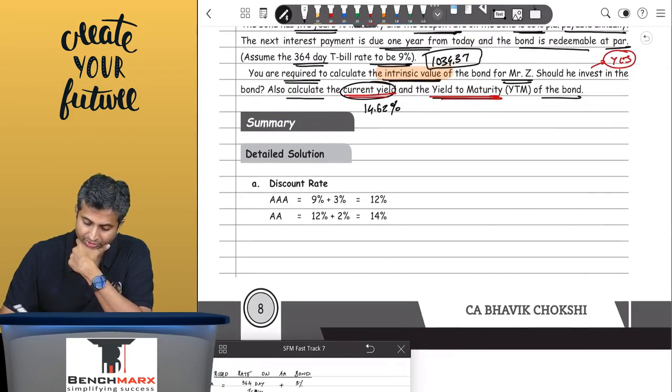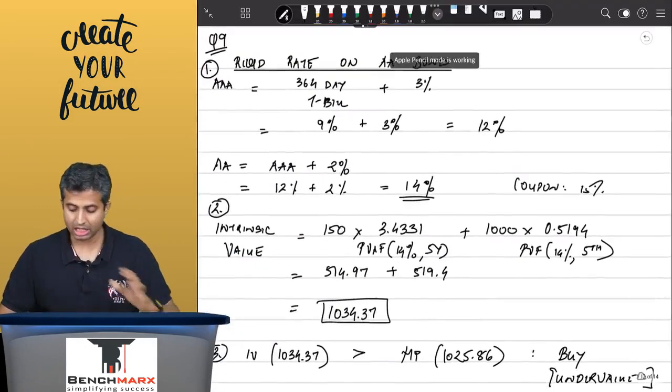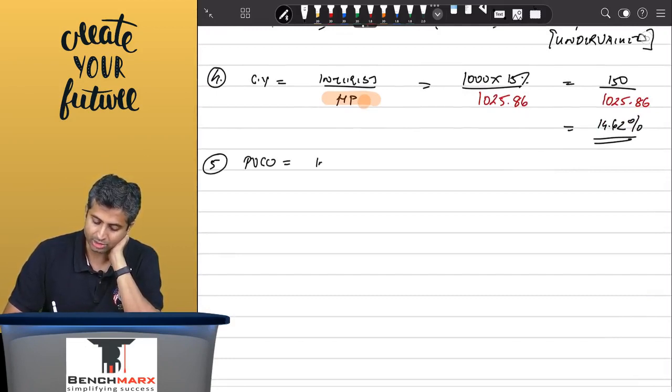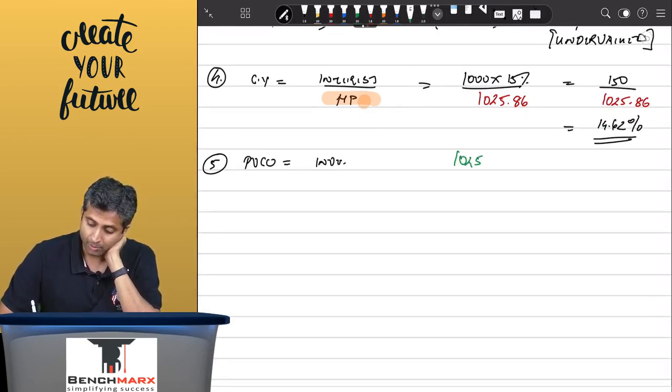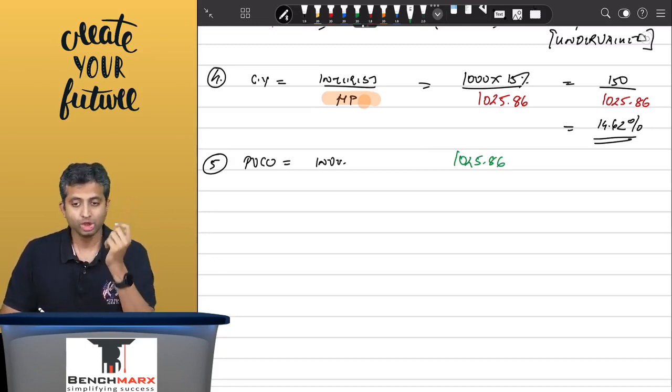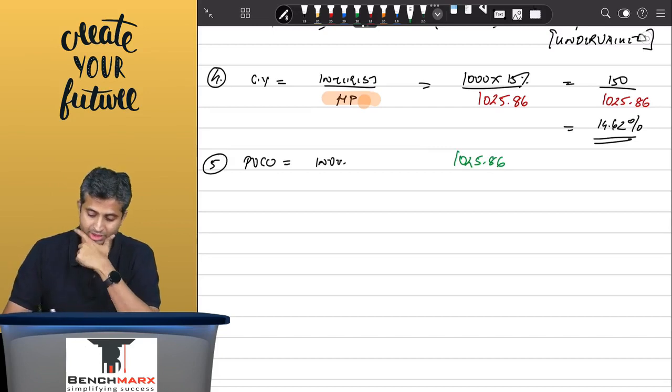So this is, let us say, the yield to maturity. This is the last part. So yield to maturity is a rate where the present value of cash outflow equals the present value of cash inflow. Again, what will be your initial investment? Sir, it will be 1025.86. Sir, the intrinsic value is 1034. Let it be. You will invest 1025.86.